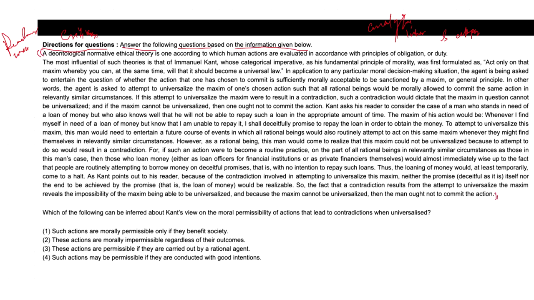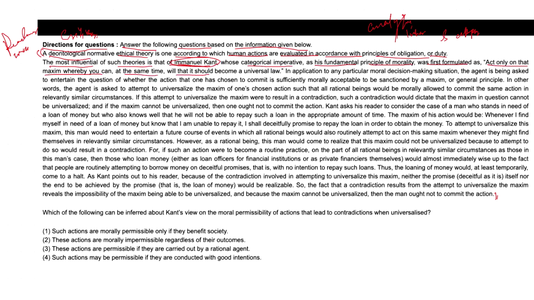A deontological normative ethical theory is one according to which human actions are evaluated in accordance with the principles of obligation or duty. The most influential of such theories is that of Immanuel Kant, whose categorical imperative as his fundamental principle of morality was first formulated as: act only on that maxim whereby you can, at the same time, will that it should become a universal law.